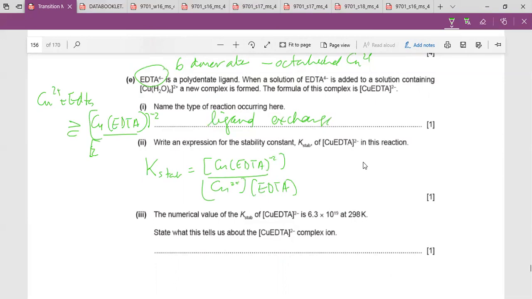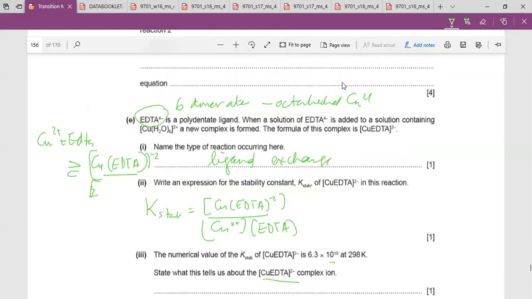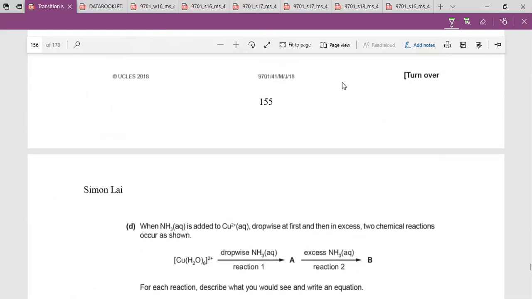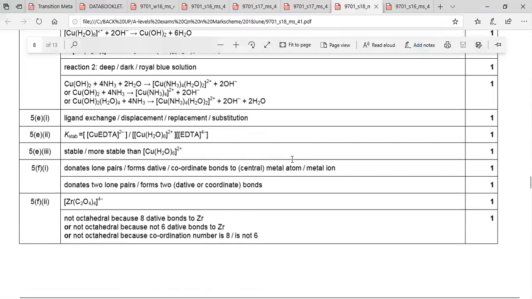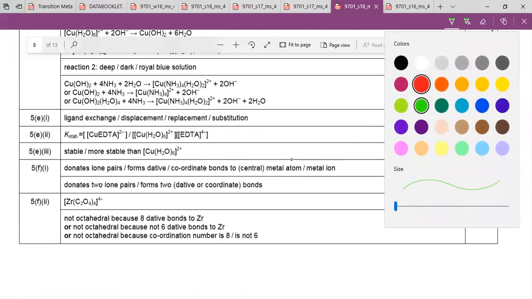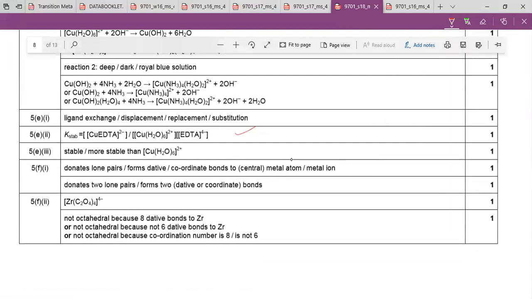This value tells us that it's a very strong complexing agent. That means the equilibrium will shift all to the right, isn't it? Now let's see what the marking scheme is. I think I got it here. EDTA, see? Sorry, I take a bit more time, okay? So EDTA is more stable than the one here. The compound is more stable than water. Of course, comparatively. A few ways you can put it.